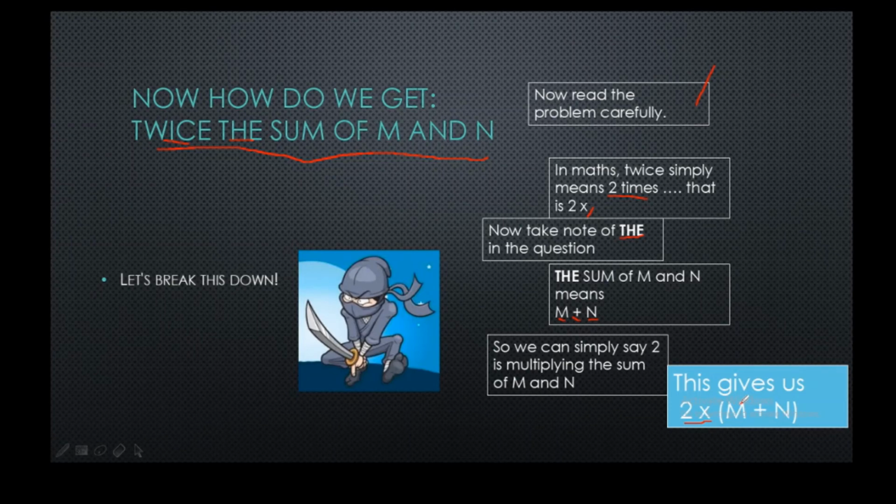So in this case, we introduce our bracket here. So we have 2 times m plus n. So the 2 times means the twice. There we open our bracket, the sum of m and n, we do the summation inside the bracket, we close the bracket. Simple as that.